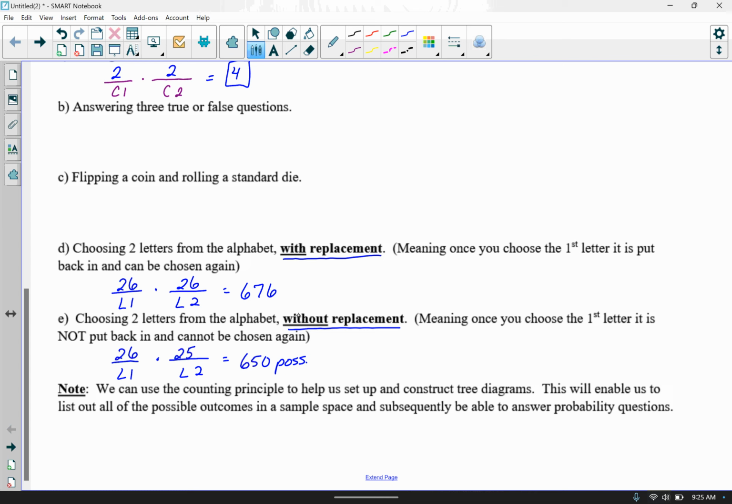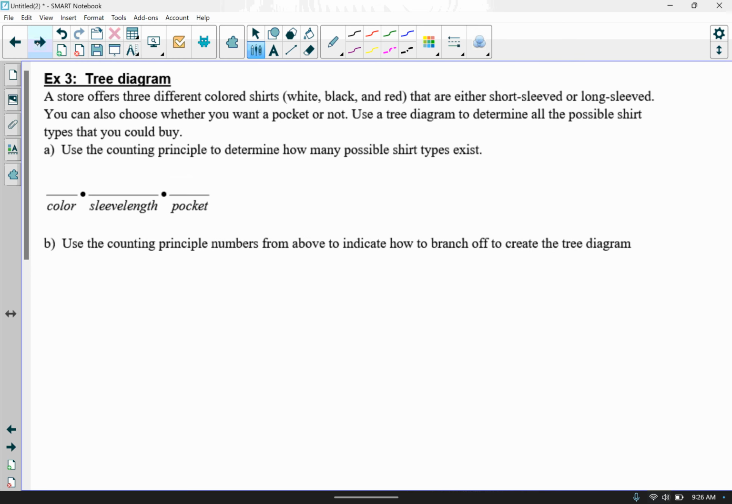And the note that you'll see down here below, we can use this counting principle to help us set up our tree diagrams, and that's going to enable us obviously to get a full sample space. And then I think it gives you a nice visual, if you're a visual learner, helps you to answer those probability questions more efficiently. All right, so I'm going to flip it on over. I'm going to do example 3 from top to bottom with you, and then let you try example 4 on your own because it's also a tree diagram.